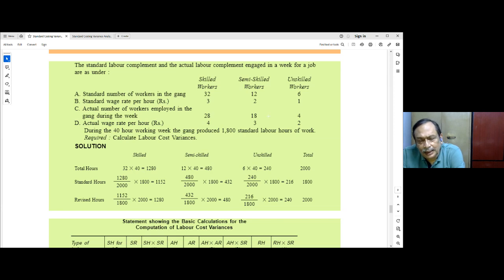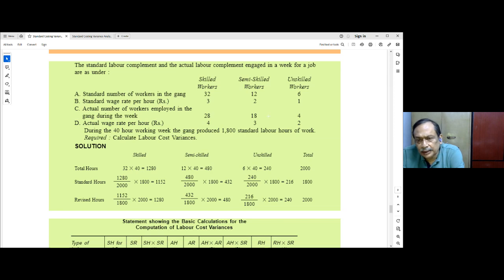Then standard hours is 1280 by 2000 into 1800. It comes to 1152. 480 divided by 2000 into 1800. It comes to 432. Then 240 divided by 2000 into 1800. It comes to 216. So total comes to 1800.